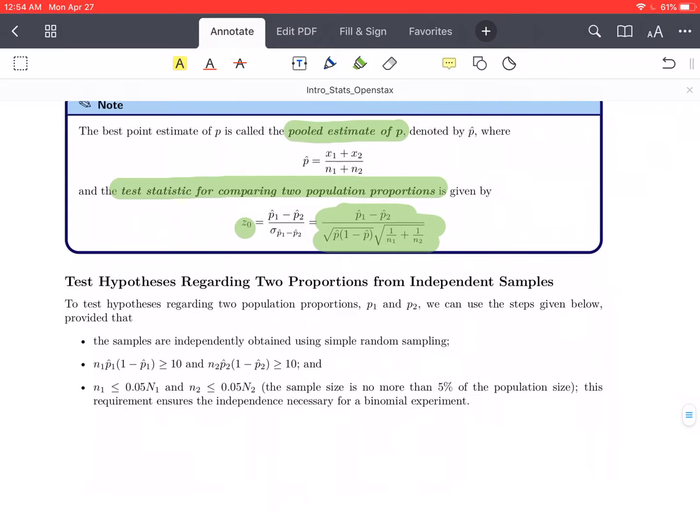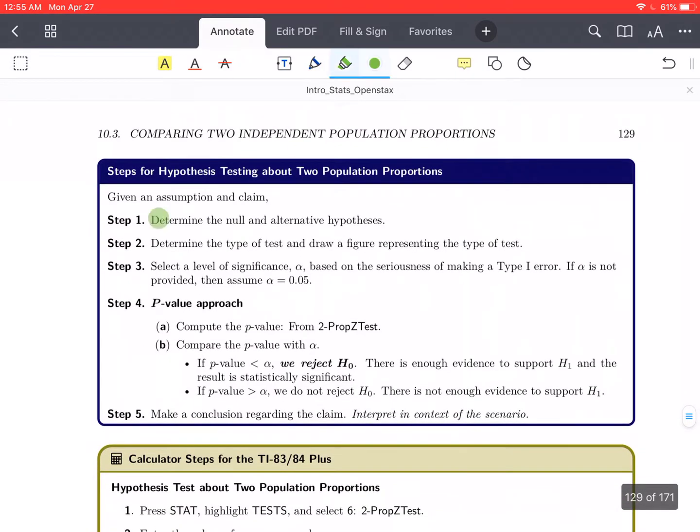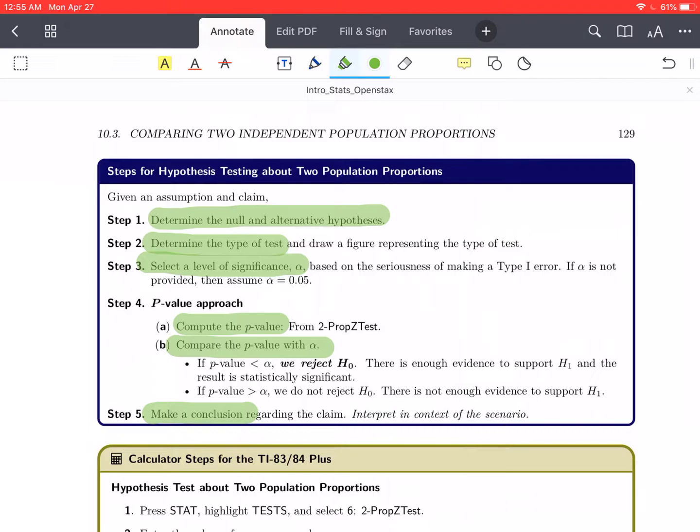So when we're testing two proportions from independent samples, of course they do need to be independent, and then we oftentimes need to check this condition, make sure that they are sufficiently large in order for us to be able to work with them. Otherwise, the data that we get might not be accurate. Okay. Our process, very similar to what we've seen before. So determine the hypotheses, determine the type of test, select a significance level, compute the p-value, compare it with alpha, and then make a conclusion. Okay, so it's exactly the same as the ones with the sample means, just now working with the proportion instead.